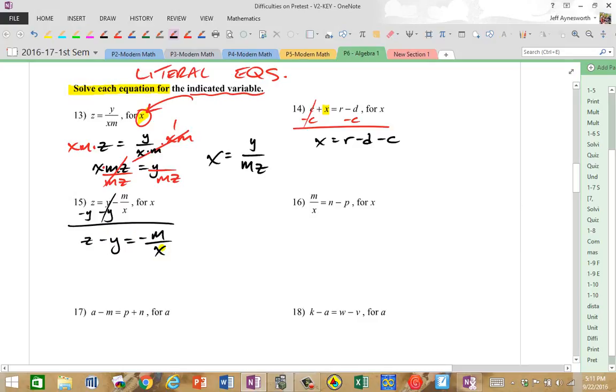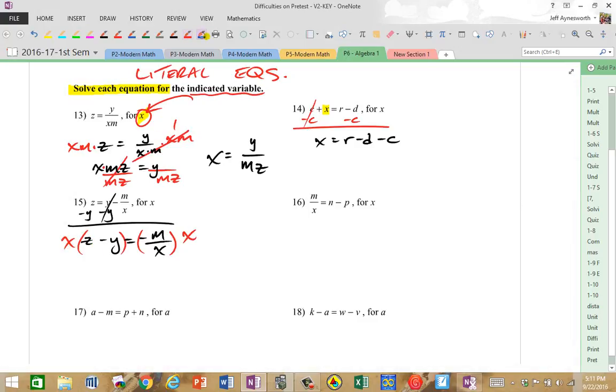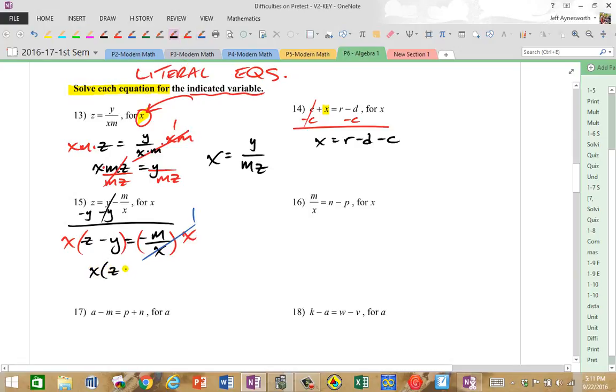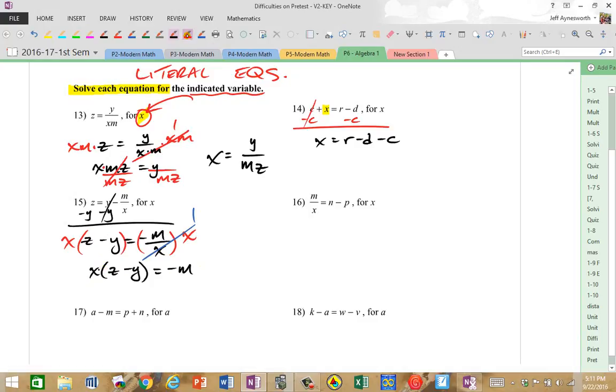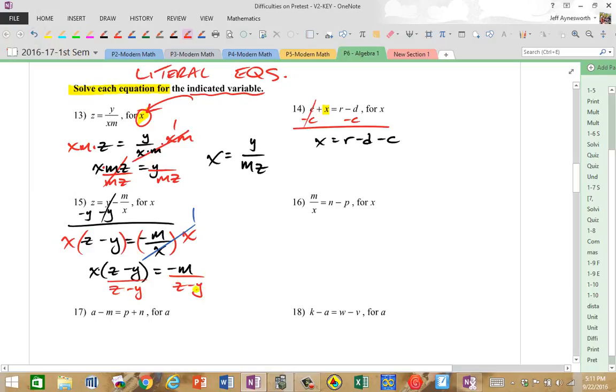Okay, next thing we're going to do is we're going to multiply both sides by x to get it out of the denominator. You don't want that, right? So x divided by x is 1. Here we get x times quantity z minus y is equal to negative m. Almost there. And because this is being multiplied by x here, I'm going to divide both sides by z minus y. Z minus y, divide. You notice those cancel out. And I get x is equal to negative m divided by z minus y.